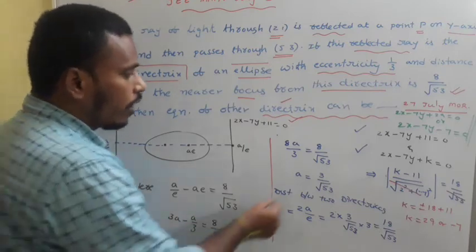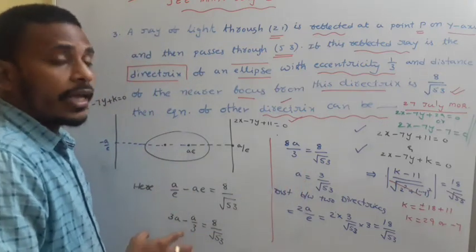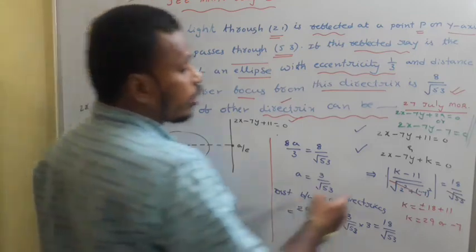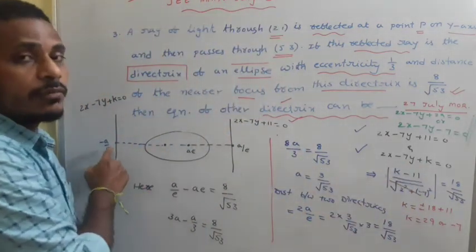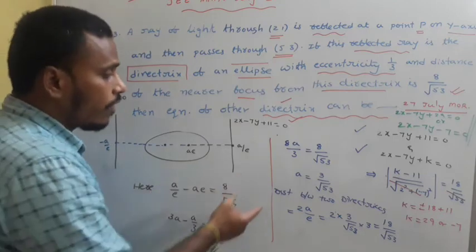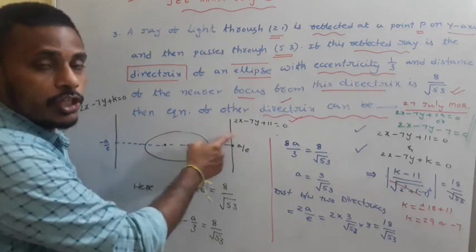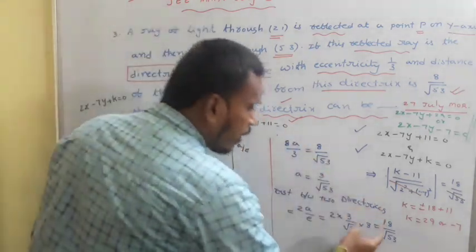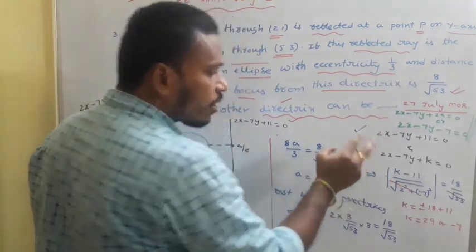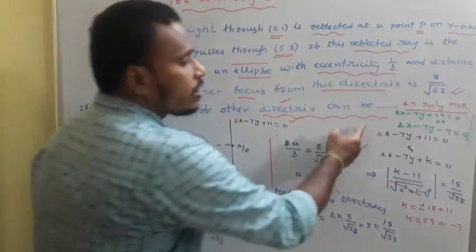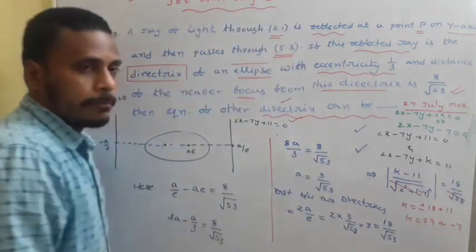So from here we can find the value of a. Now I have the value of a, so I need to find the other directrix, that means I need to find the value of k. So the distance between these two directrices is nothing but 2a by e. So after finding the value of a, use that to mention this distance between these two directrices as 18 by root 53, and these are the two directrices. So distance between these two is equal to 18 by root 53. Get the value of k.